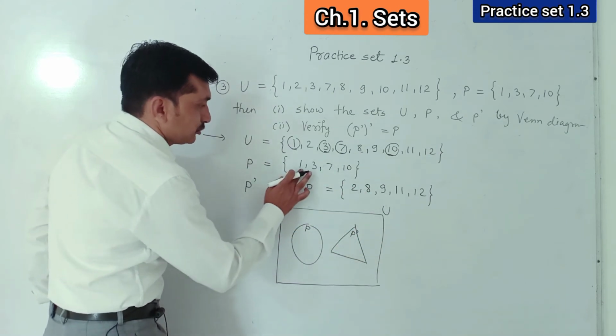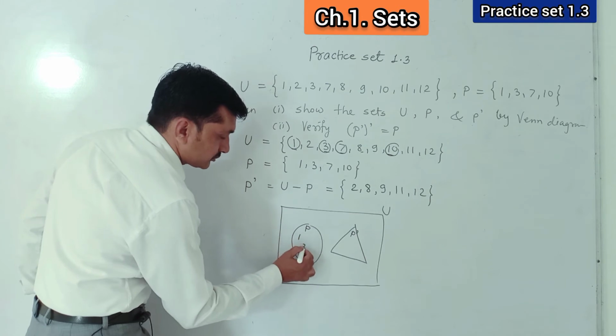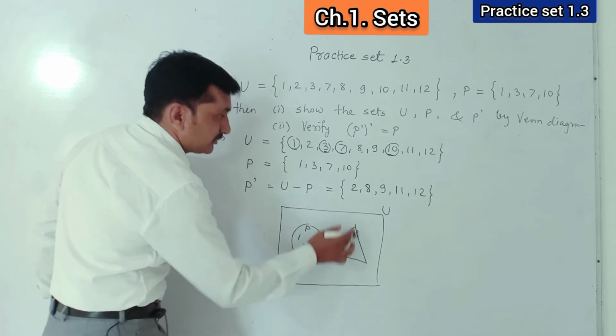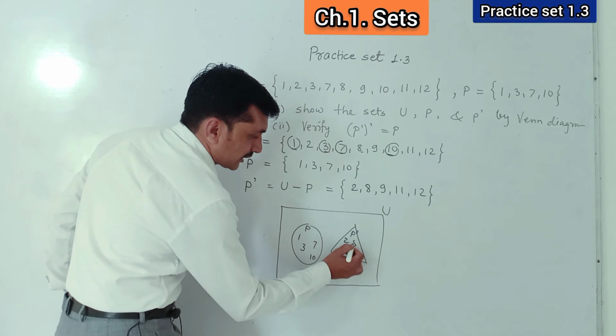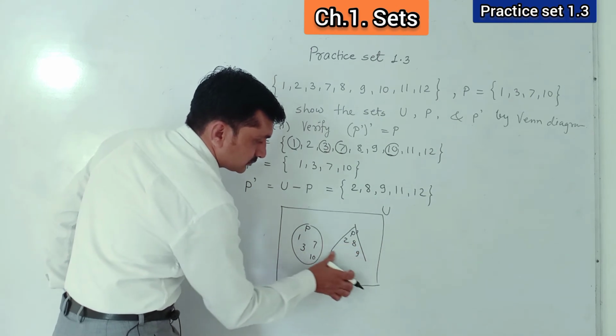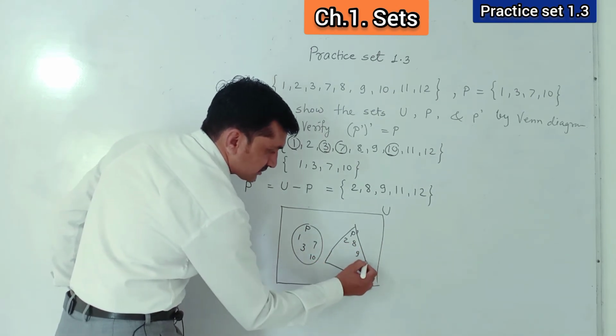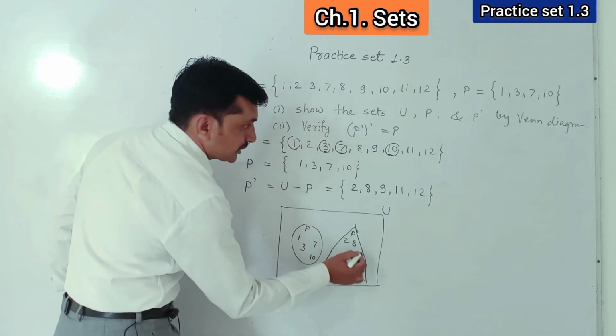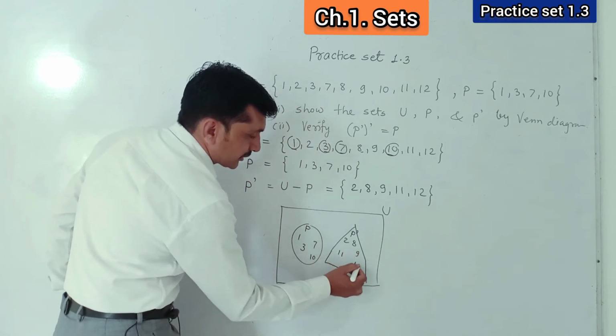Now here I write P: 1, 3, 7, 10. P complement here: 2, 8, 9, 11, 12. If the figure is small, then you can extend it, no problem.